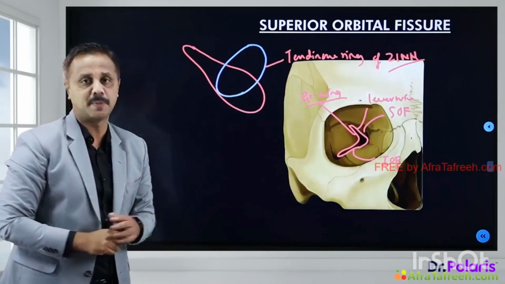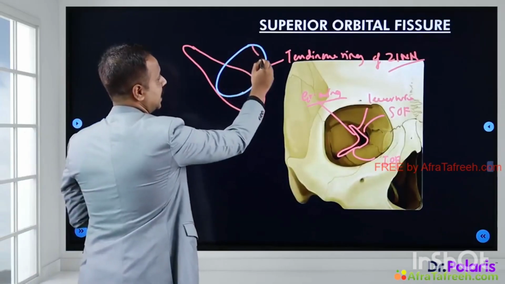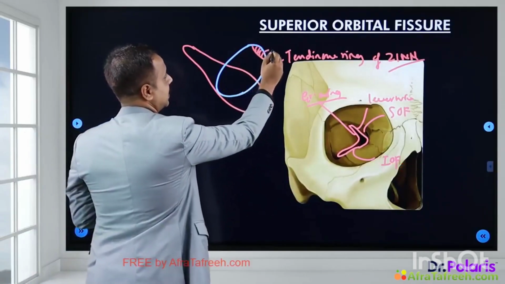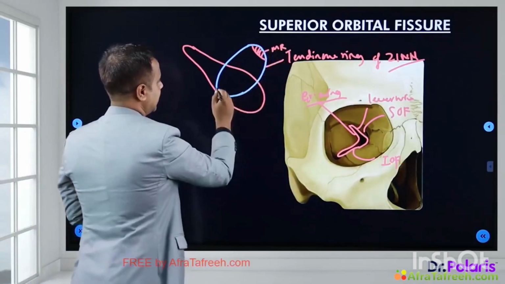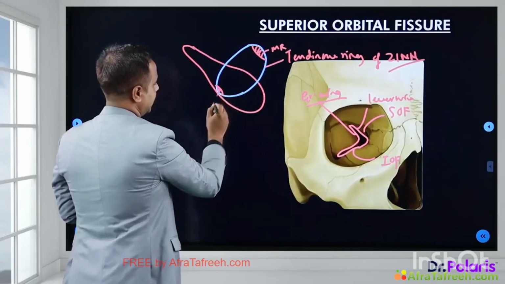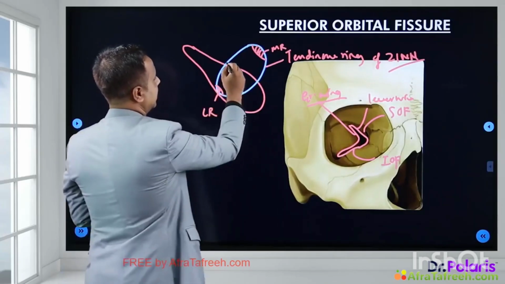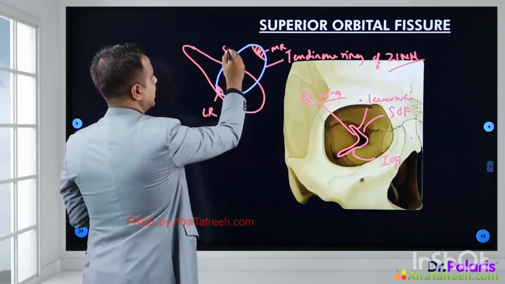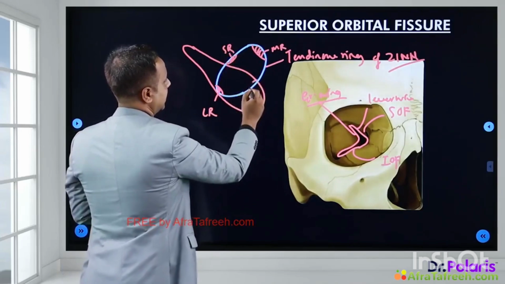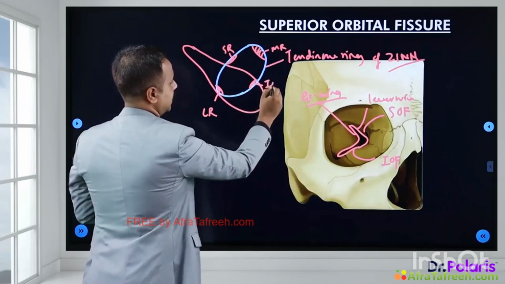This gives attachment to the medial rectus muscle. This is the medial rectus. Here we have the lateral rectus. Then here we have the superior rectus. And here there is the inferior rectus.